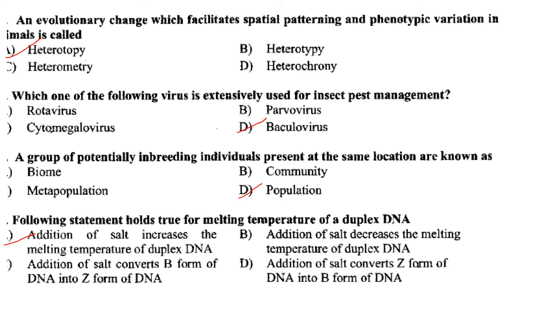So addition of salt increases the melting temperature of duplex DNA. So the answer is option A. Addition of salt decreases? No, it increases the melting temperature of DNA. Addition of salt converts B form DNA to Z form? Nothing like that. Addition of salt converts Z form DNA to B form? That is also not correct. So addition of salt increases the melting temperature of DNA is correct.